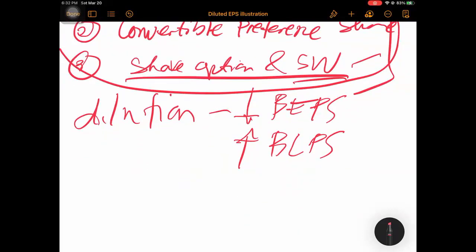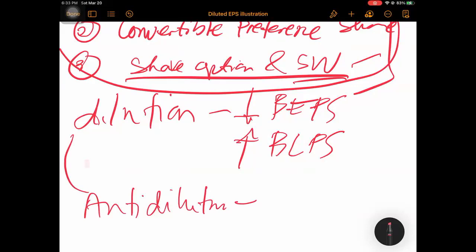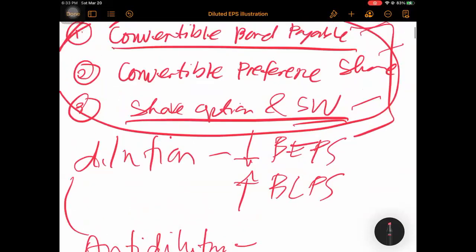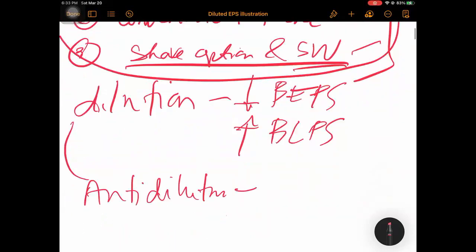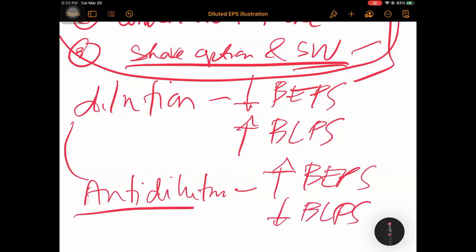Anti-dilution also arises when the inclusion of the potential ordinary shares increases basic earnings per share or decreases basic loss per share. So, anti-dilution po sa baliktad. Since it's anti-dilution, they are considered as anti-dilutive if baliktad ang effect niya. If we include these three items in the computation of the earnings per share, if it would increase your basic earnings per share or it would decrease your basic loss per share, therefore it is considered as anti-dilutive or there is anti-dilution.